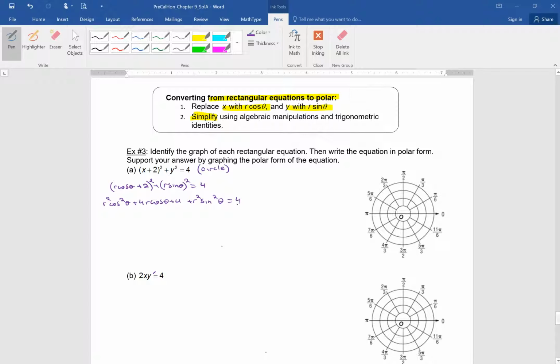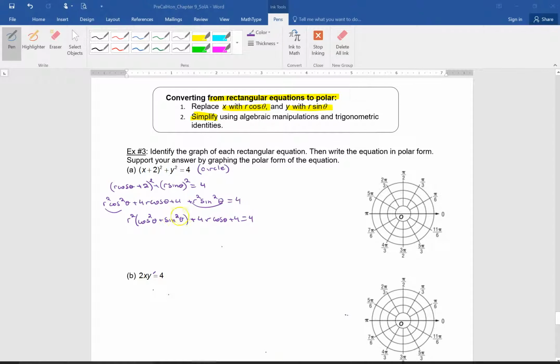Now always look for a sine squared theta and a cosine squared theta. You're going to have to use algebraic manipulations and trig identities. Here, look at this one. I'm going to factor out an r squared: r squared times cosine squared theta plus sine squared theta, plus what do I have left? 4r cosine theta plus 4 equals 4. Now, what's all this? 1. And these 4s go away. So now I have r squared plus 4r cosine theta is equal to 0.